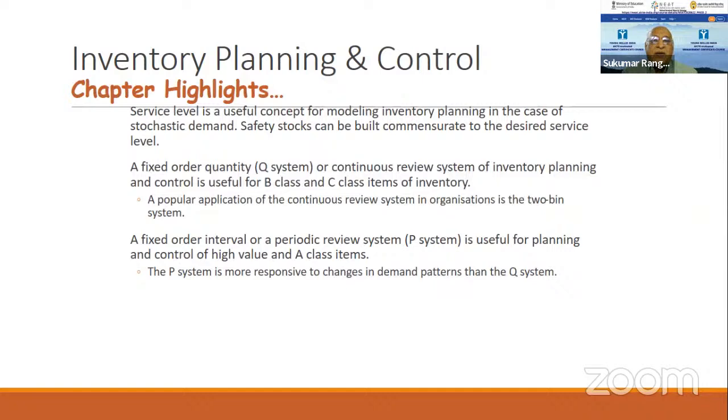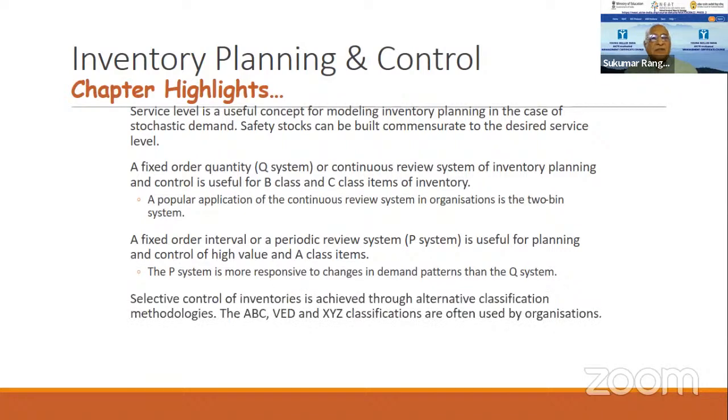Fixed order interval or a periodic review system, or the P system, is useful for planning and controlling high value and A class items. Like I told you about my guy giving me daily stock and weekly stock, so that I know very clearly what the level is. Because if suddenly the consumption has gone up during that week due to higher production or something like that, we may land up in a stock out situation. So periodic fixed interval review is very important in high value items.